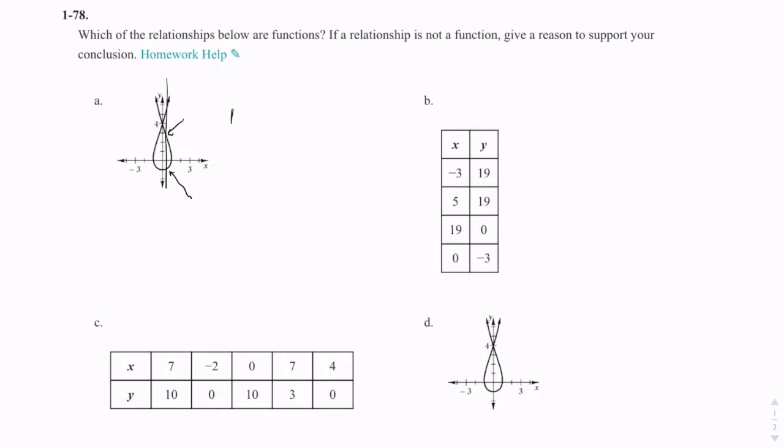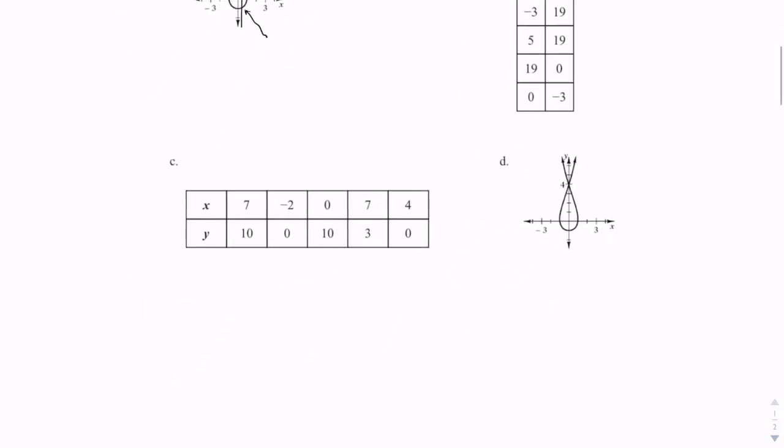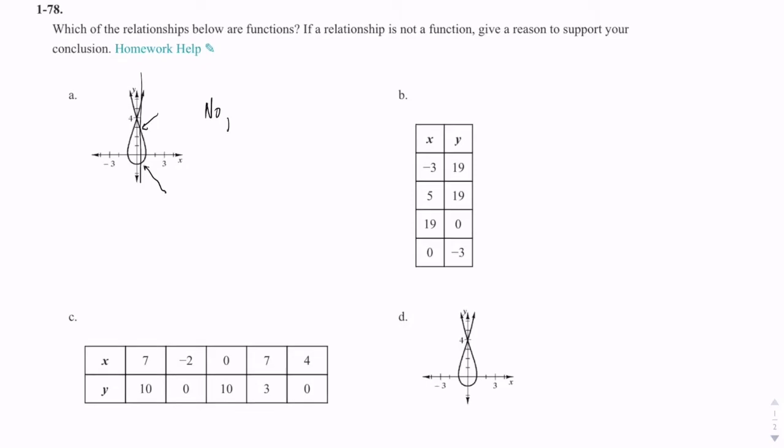So I would say no, and the reason is that one x value produces more than one y value, right? And the case is the illustration I gave you. Now, for all the reasons when it's not a function, you can use that standard reply that a given x value produces more than one y value. Okay, so let's look at B.